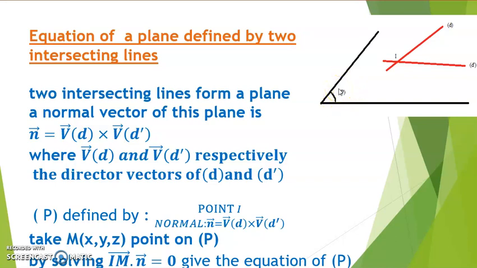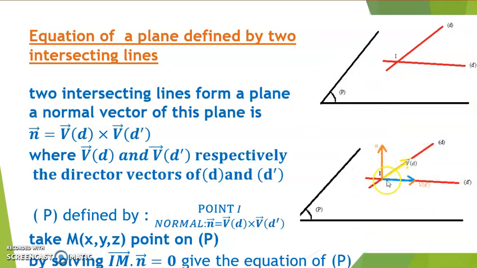As we know, a normal vector of a plane P is the cross product between two non-collinear vectors on the plane P. So we can get the normal as VD cross VD prime. To find the Cartesian equation of the plane P, know that every plane is defined by a point and a normal. A point on the plane P is I, and the normal of the plane P is VD cross VD prime.